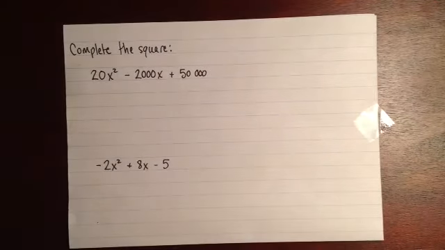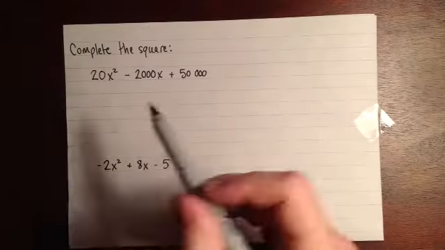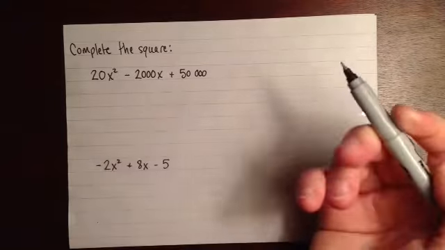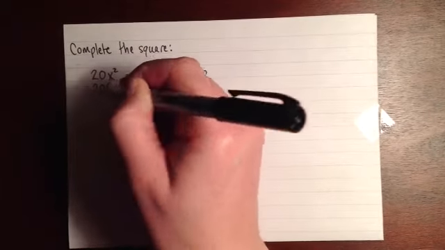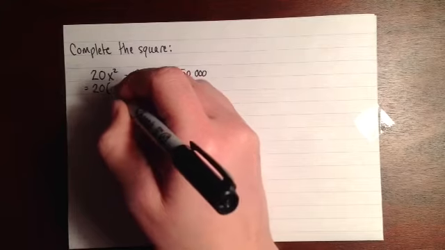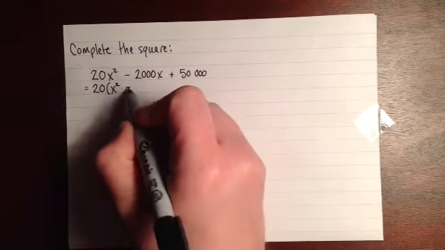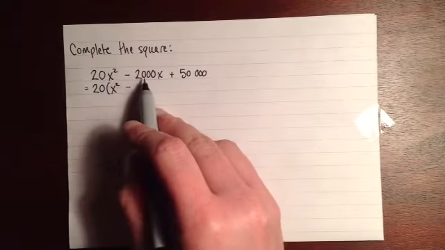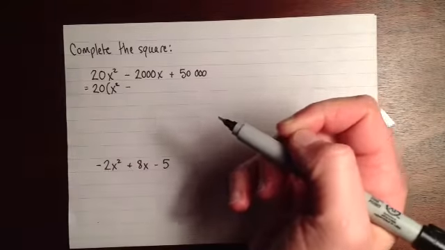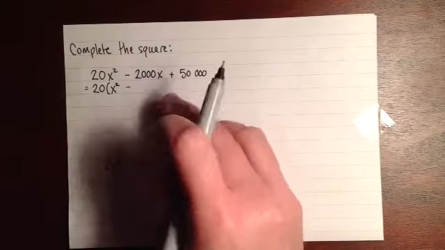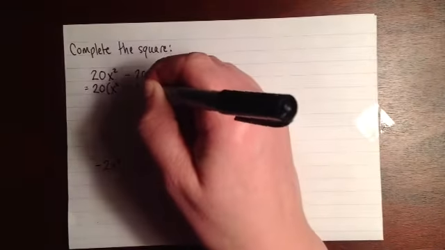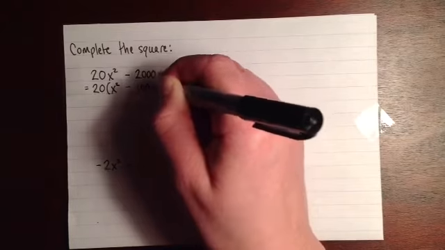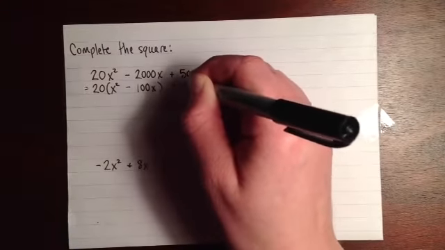Okay. So here we have some slightly bigger numbers, but it works just the same. Complete the square, we've got 20x squared minus 2000x plus 50,000. So I'm going to factor out the 20. So I have x squared minus 20 times what will give me 2000. So 20, if it was 2000, would be 100. Plus 50,000.